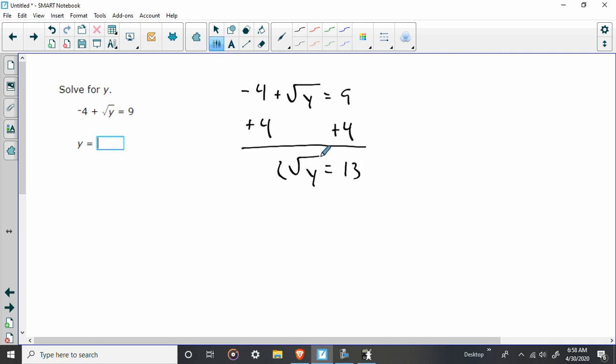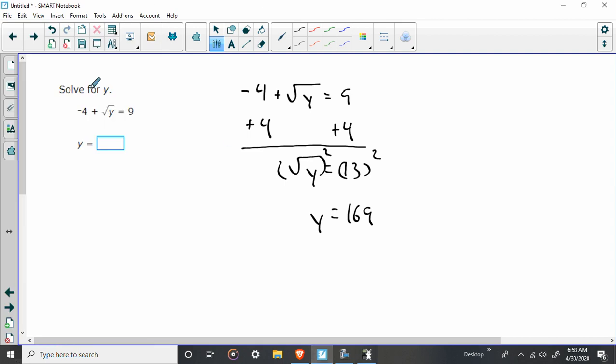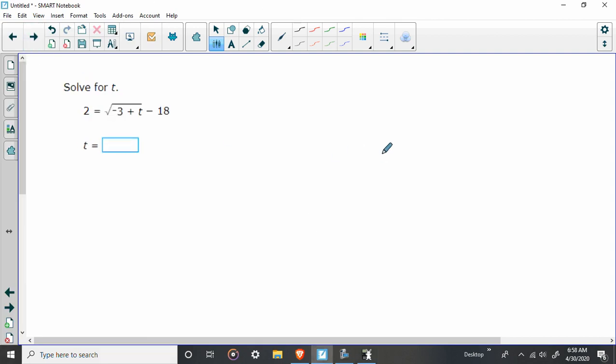Again, what are we going to do? We're going to square both sides. Y is equal to 169. Again, if you guys forgot how to do it in the calculator, 13 squared, there's an enter, okay? All right, over here, again, we got to move that 18 first.